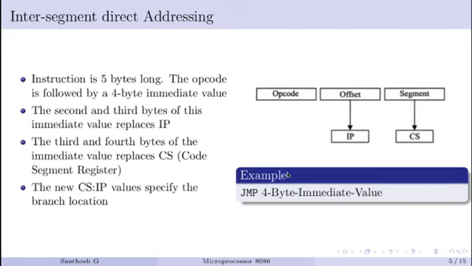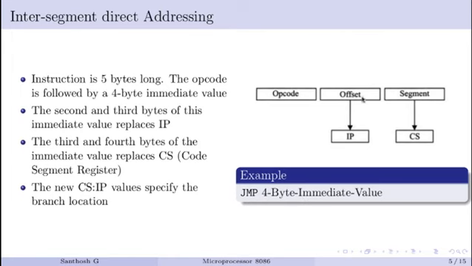The next is inter-segment direct addressing. Now, inter-segment means the branch location is not within the current segment. It is in a different code segment, and therefore when we specify that address, we have to specify both the segment address as well as the displacement, the offset. So it requires 4 bytes. Now, if those 4 bytes are specified within the instruction itself, it is inter-segment direct addressing.